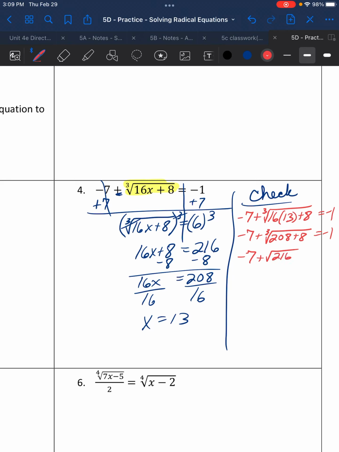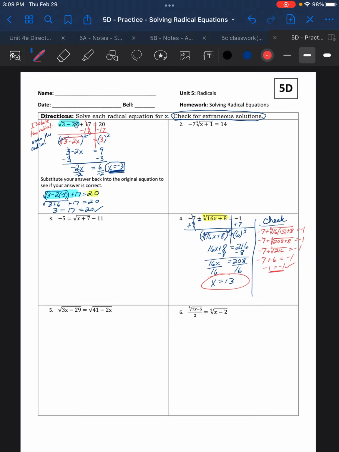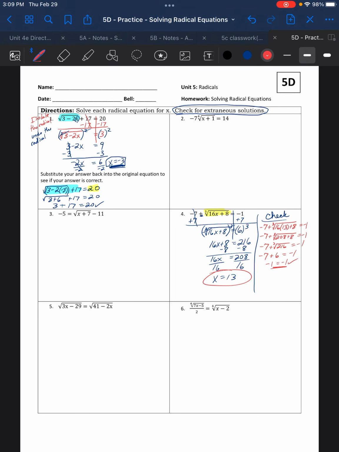208 plus 8 is 216. Cube root of 216 is 6. Negative 7 plus 6 is negative 1. Check. So you see I did not solve. I was not solving anywhere. I was just simplifying the left side down to a number and hoping that it equals the right side, and it does. So therefore, it is an actual solution, not an extraneous solution.